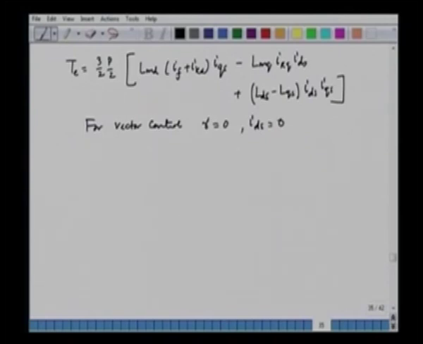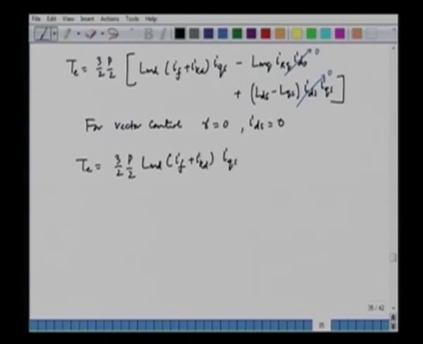So if you put IDS equal to 0 in this equation, what happens? This quantity will vanish. We have an IDS here and this IDS will be 0, and similarly here also this quantity will be 0. So we can write down the expression for the torque. Te is equal to 3 by 2 into p by 2 into LMD IF plus IKD into IQS.